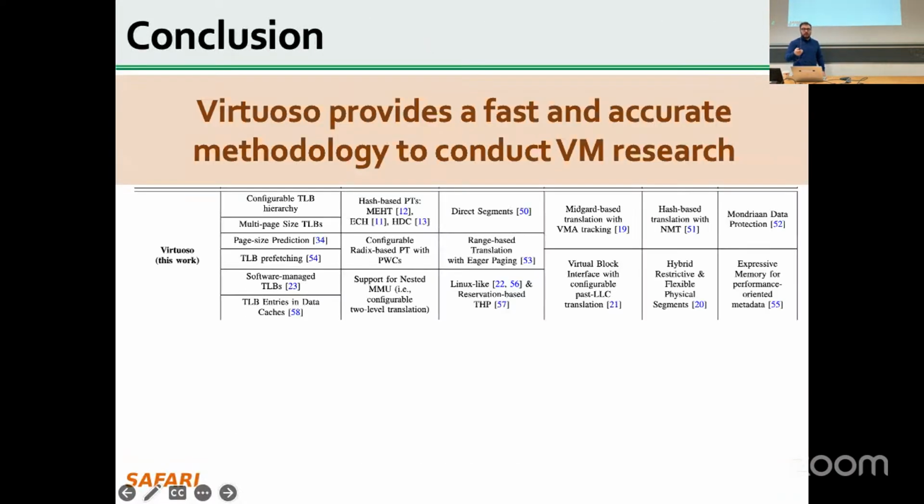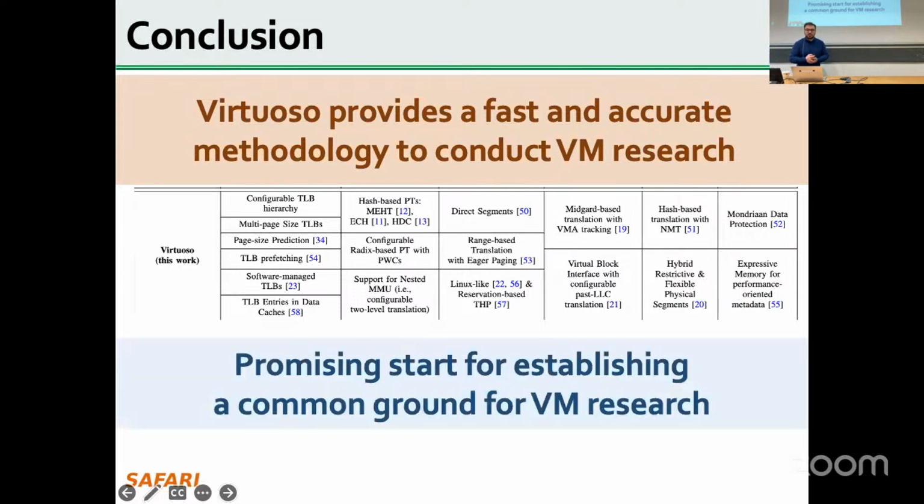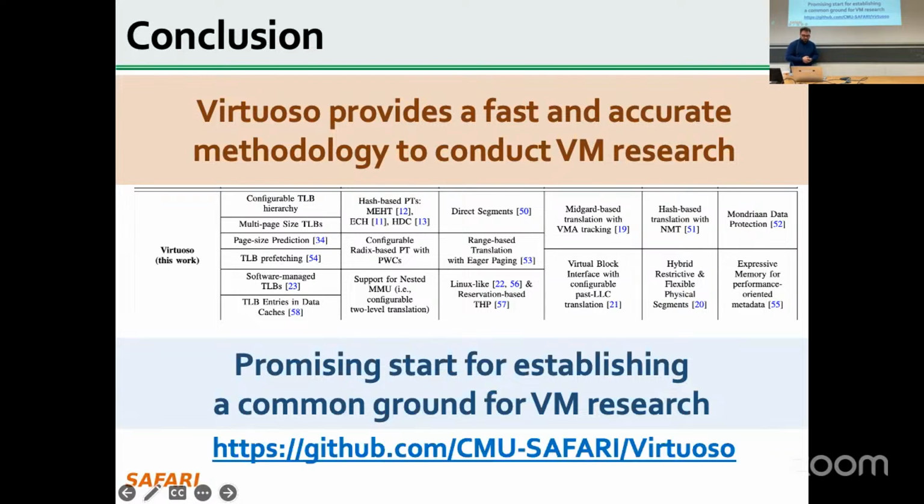So in conclusion, Virtuoso provides a fast and accurate methodology to conduct virtual memory research, and it's a promising start for establishing a common ground for virtual memory research. You can find it on GitHub, and you can play around with it. And we're basically right now working actively on it and integrating more features.